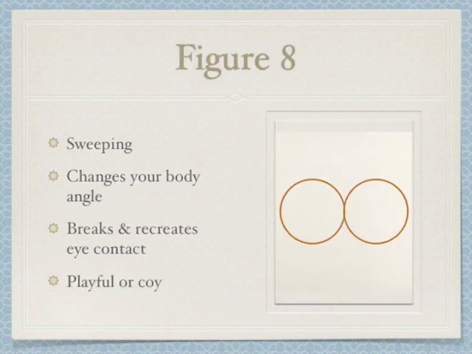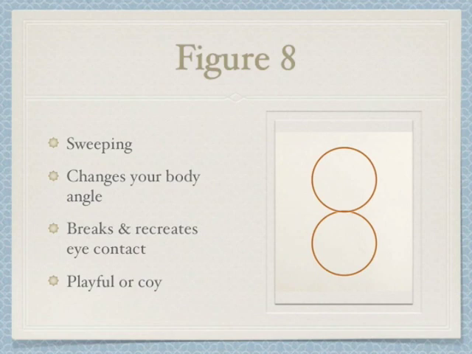The figure 8 is made up of two circles. This also has a very sweeping shape, but it also includes a lot of changes in your body angle, which makes it very interesting for your audience to watch. As you trace these two circles, you're constantly breaking and recreating eye contact, and that gives this a playful or a coy feeling, so that's a great choice there. The figure 8 can also be done front to back instead of side to side. This is a lot less common, but it's really pretty, so don't forget that you know it.